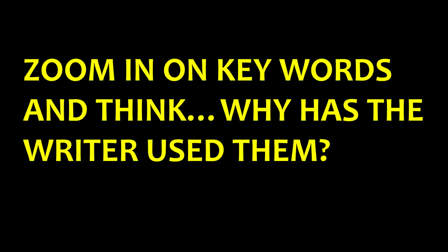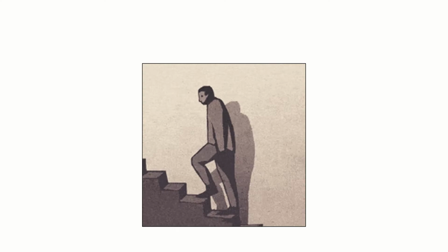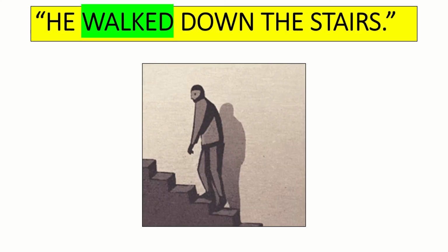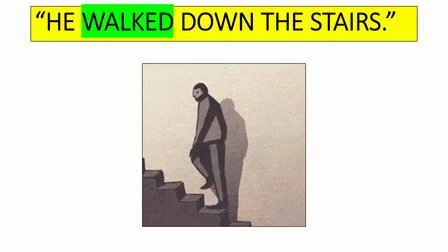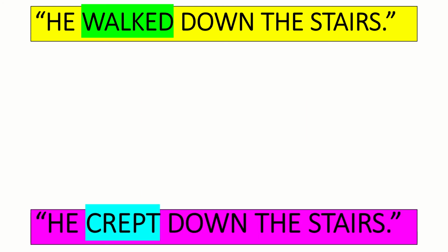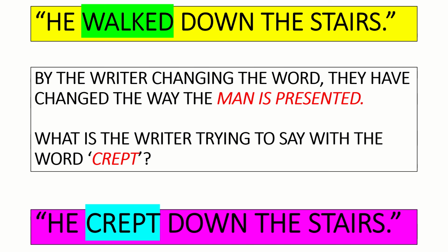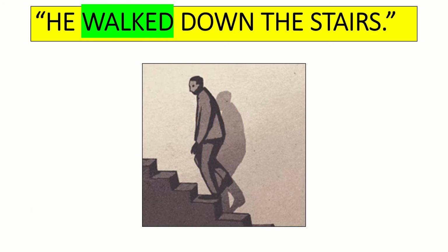This question is all about zooming in on keywords and thinking, why has the writer used them? So if I read something like, he walked down the stairs, that's not telling me much about the character. But if the writer has decided to change that to he crept down the stairs, that's changed. By the writer changing the word, they've changed the way the man is presented. So what is the writer trying to say with the word crept?